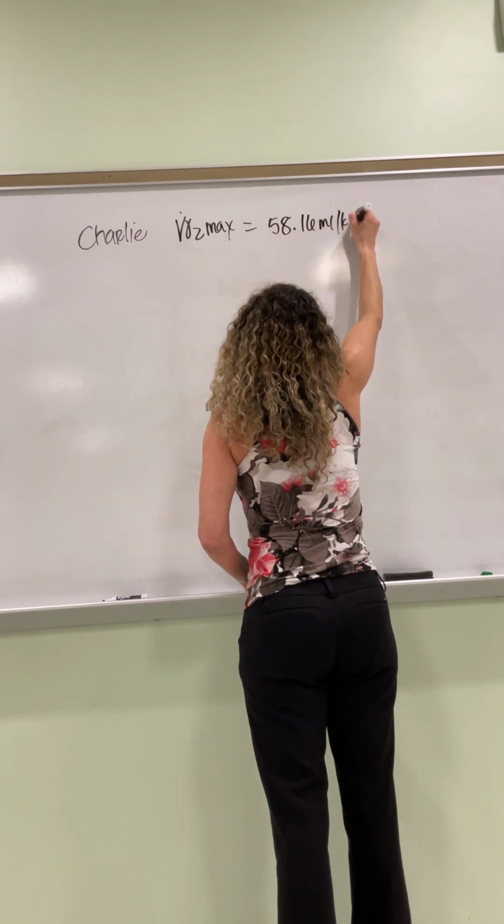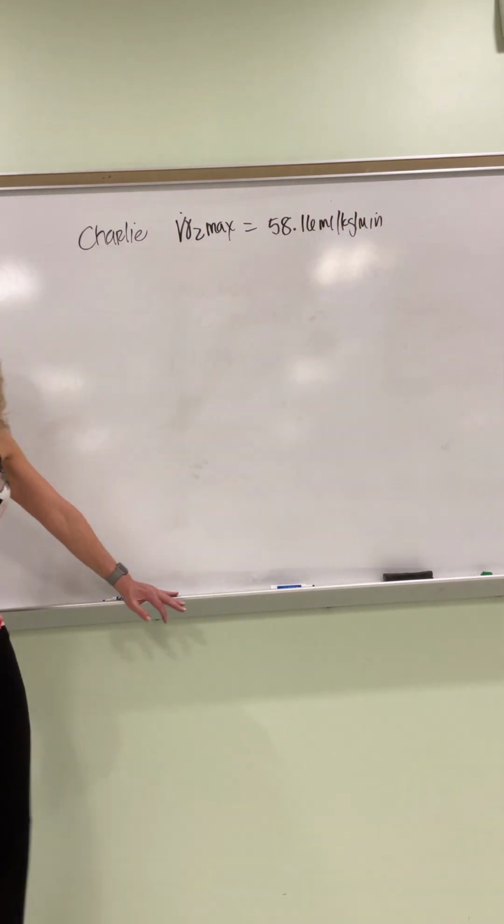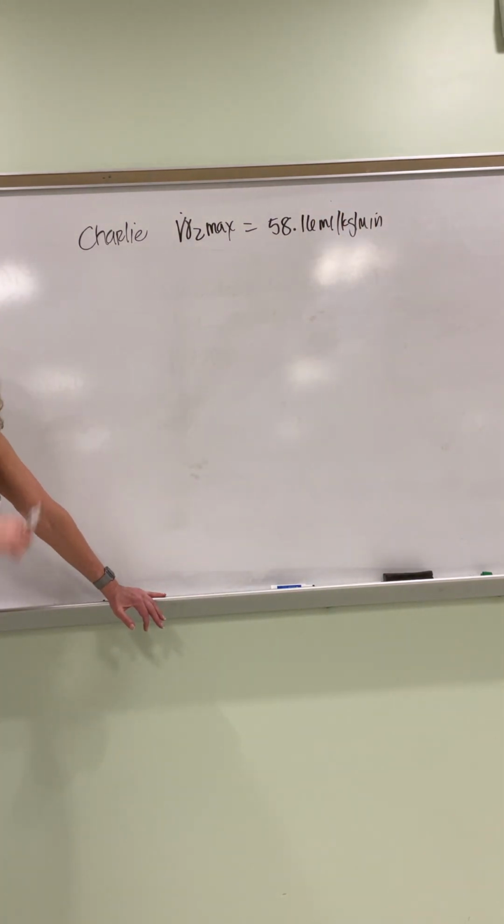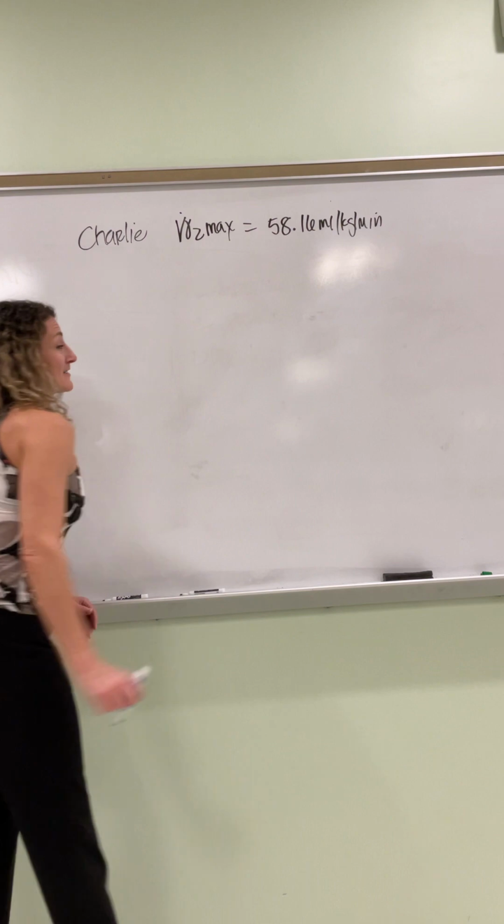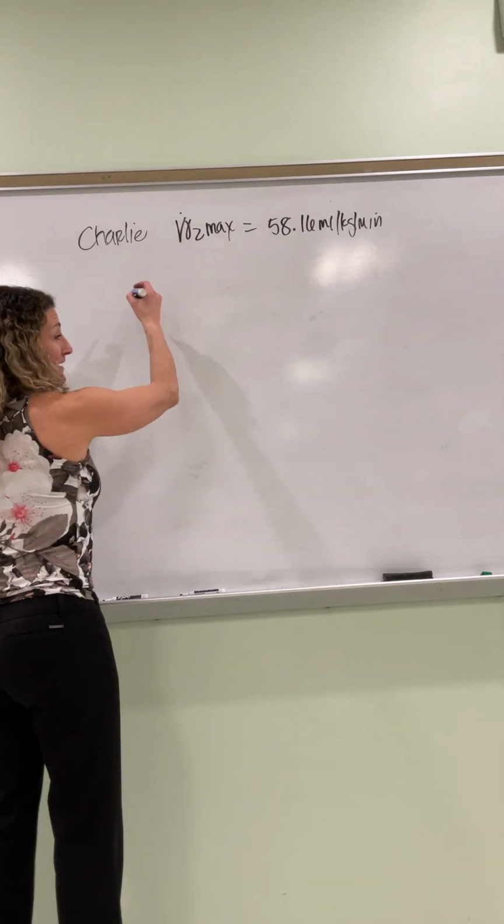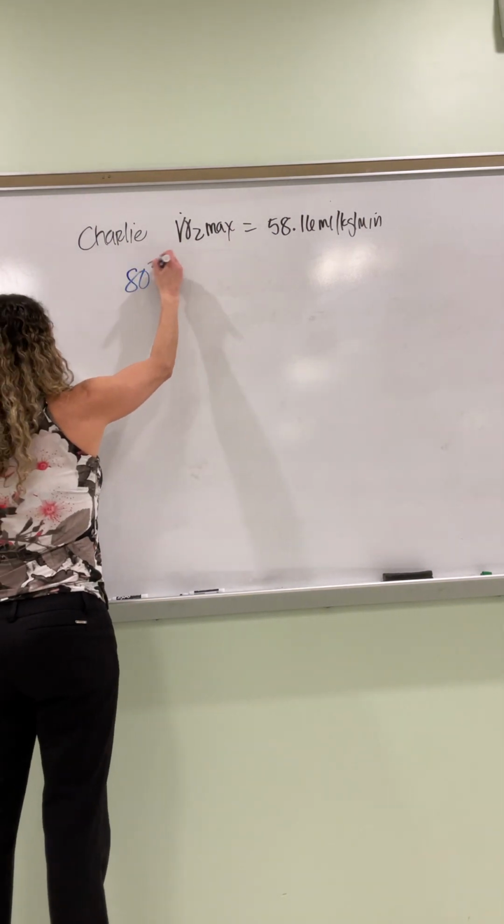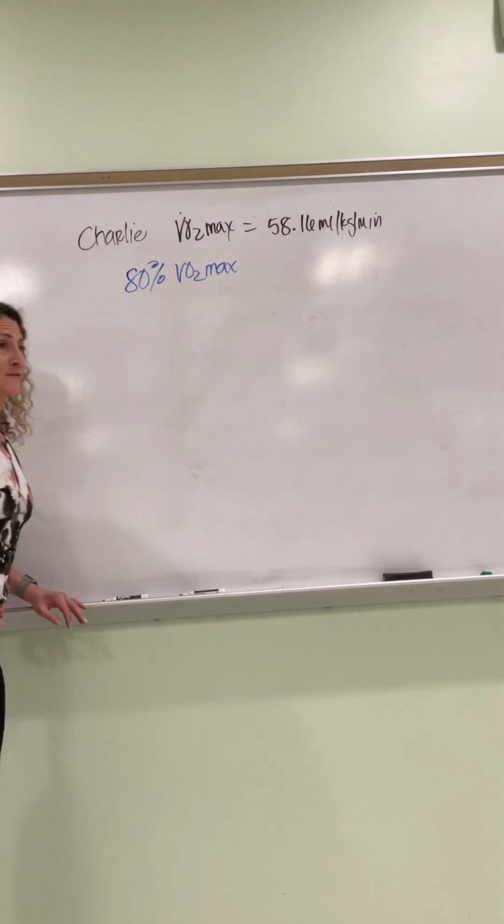58.16. What does that number mean to you? What are your thoughts about his fitness? This is a high number. Okay, Charlie's very fit. Thank you, I appreciate that. As his trainer, I'm gonna work him really hard, and I'm gonna say he needs to work at 80% of his VO2 max. That's what I'm prescribing for him.